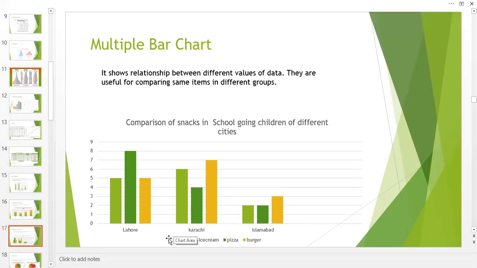And we can also use multiple bar charts multiple times to show comparison over time. For example, we can say that the comparison between the cases of Lahore, Karachi over time.